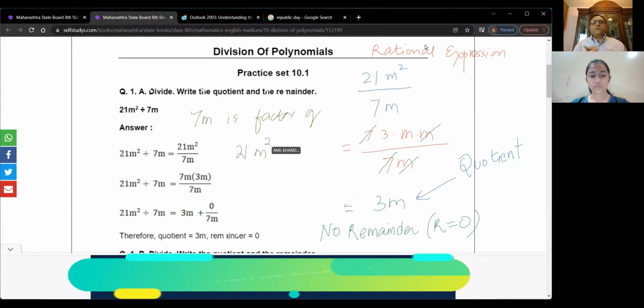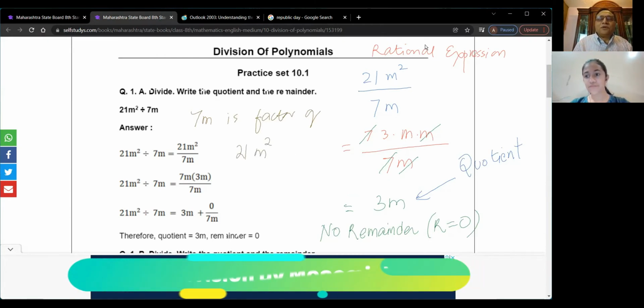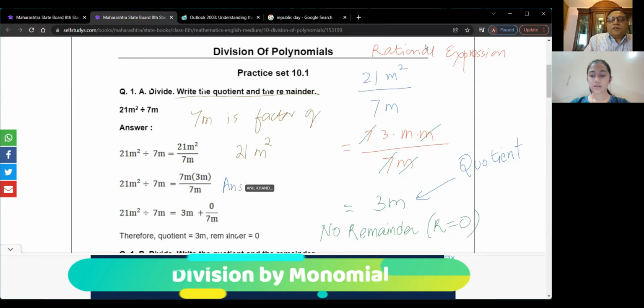So in all these ways, we can relate this particular question. The question was, write the quotient and the remainder. So clearly, we can now write down our answer. Our answer here is quotient Q is 3m and remainder R is 0. Is that clear to you? Yes. Now, this method which I have taught you and which is also there in your book, let me call it the book method.